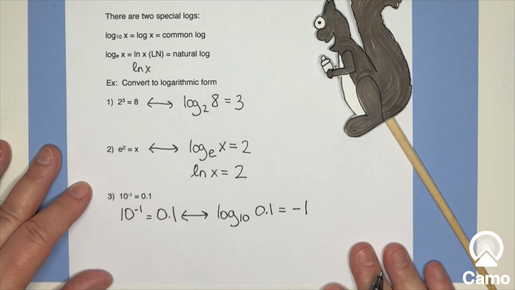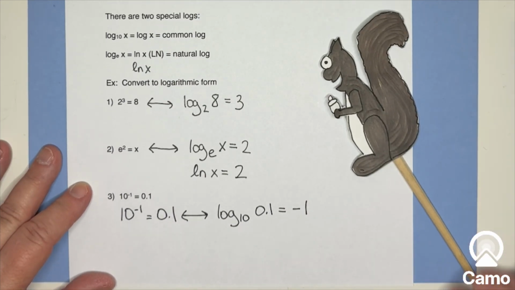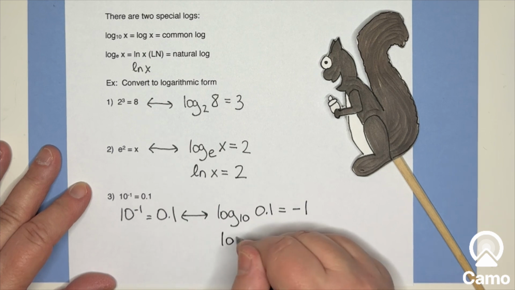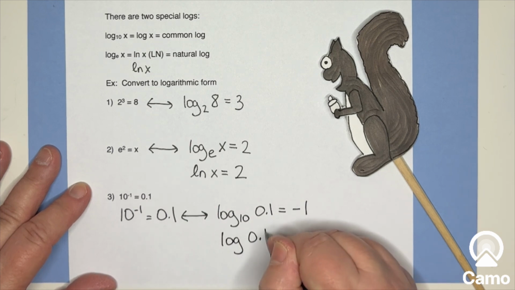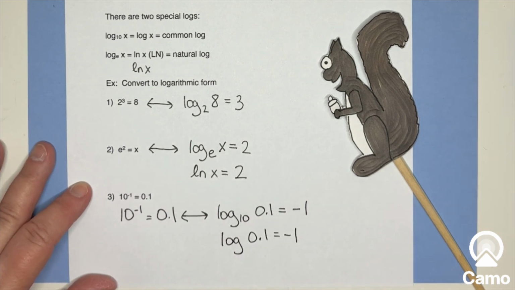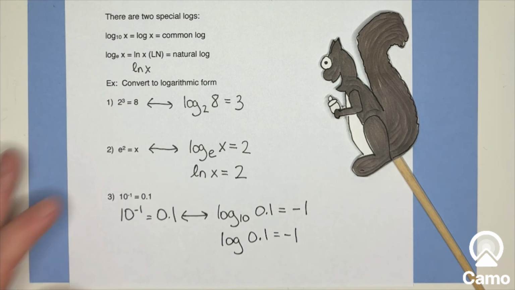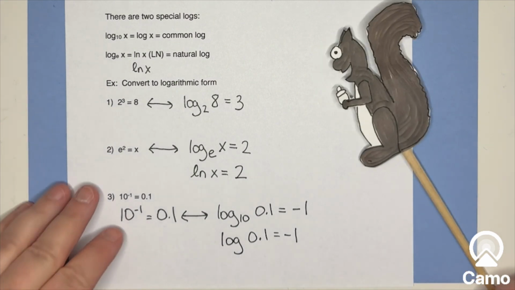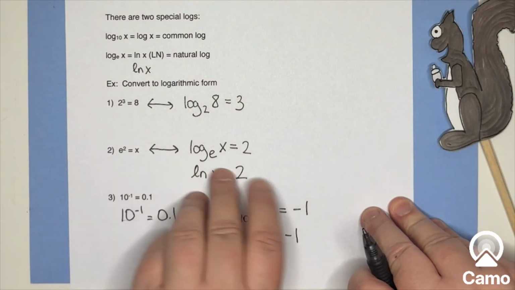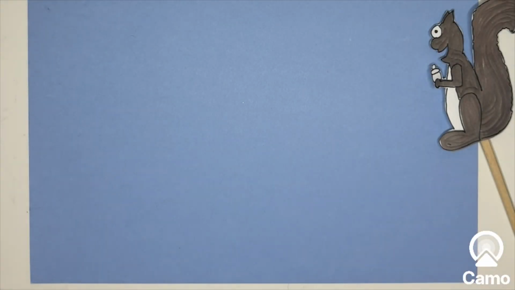And again, this is one of our special logarithms. So I've got just common log of 0.1 equals -1. I don't have to write in a base. It's assumed to be 10. Woohoo! Nicely going so far. One page down. Woohoo! A lifetime of learning to go.